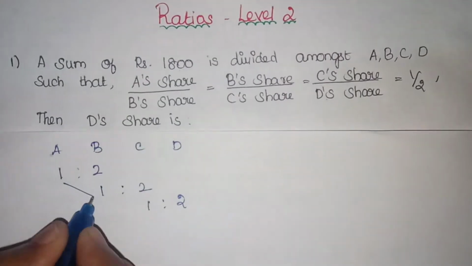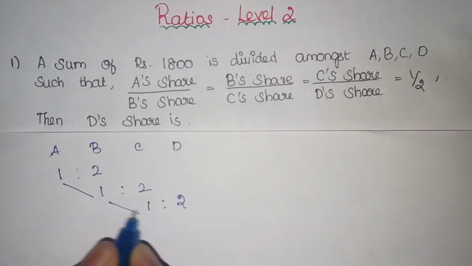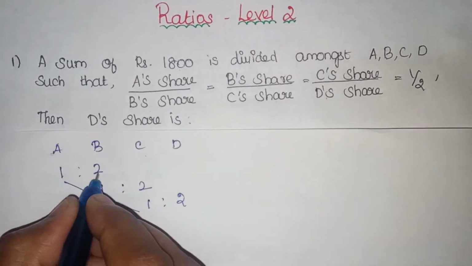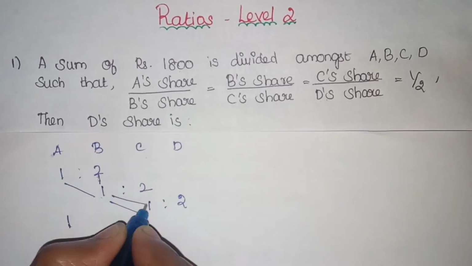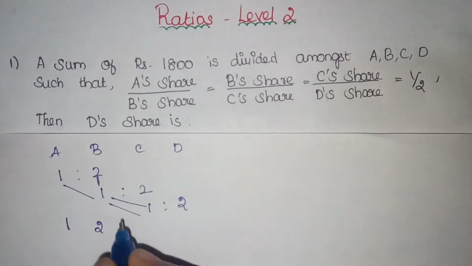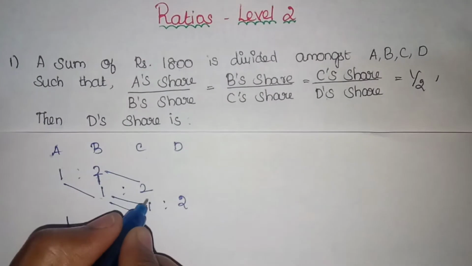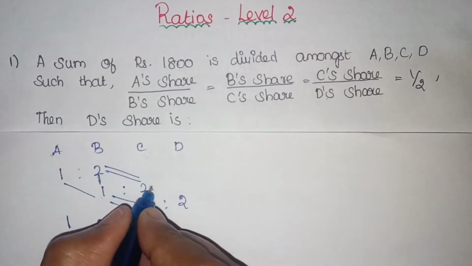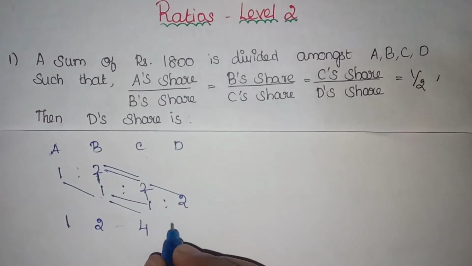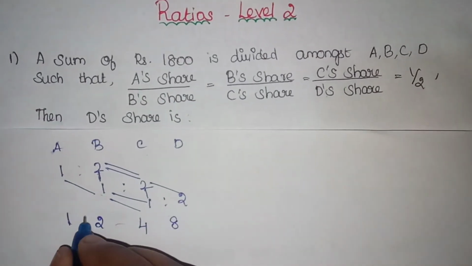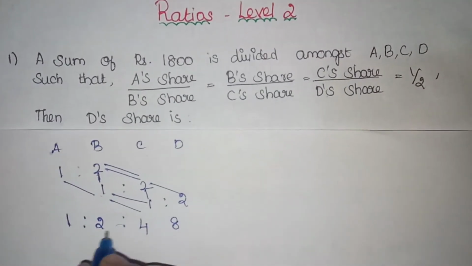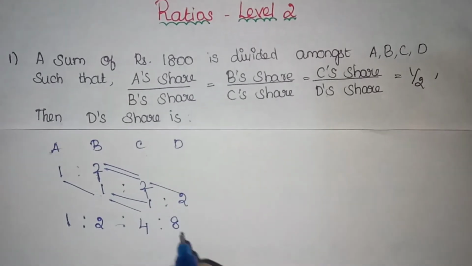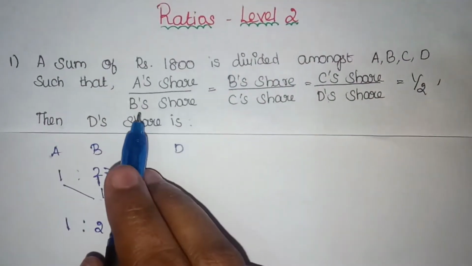So for combining, 1 into 1 into 1, 1. So for B value 2 into 1 into 1, 2. For C, 2 cross 2, 4, 4 cross 1, 4. For finding D value, 2 cross 2, 4, 4 cross 2, 8. So the ratio will be 1:2:4:8. So total ratio will be equal to total amount.